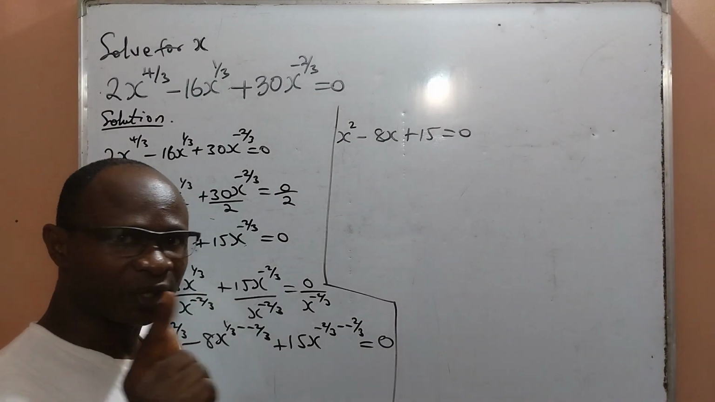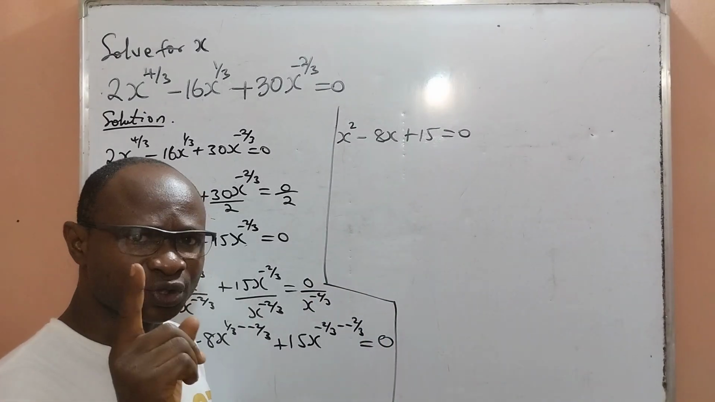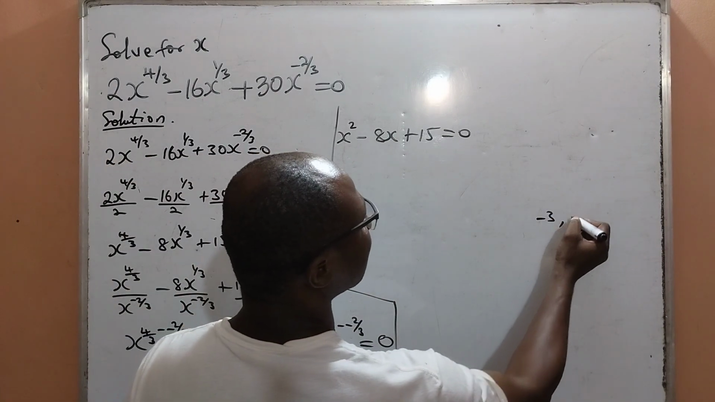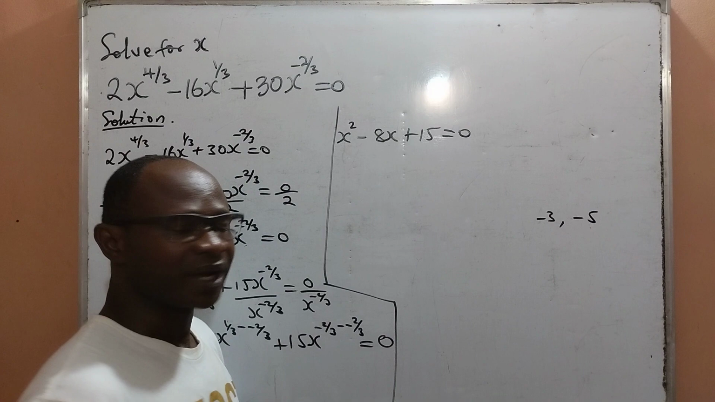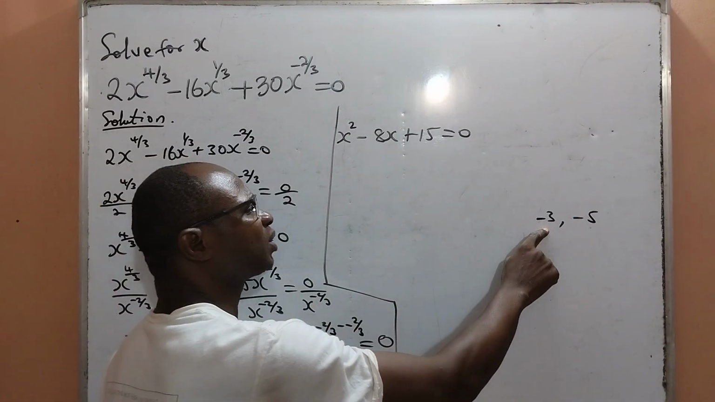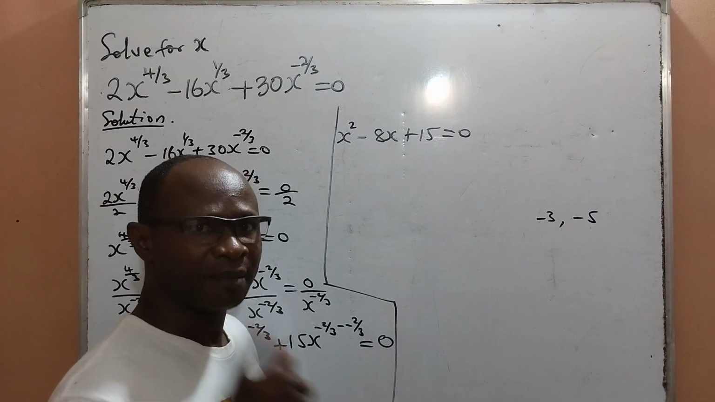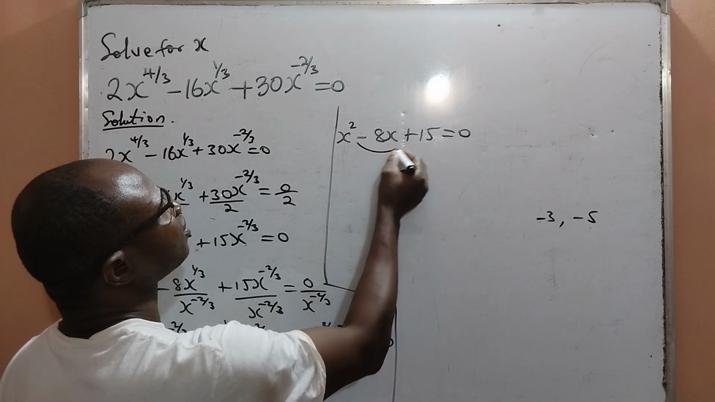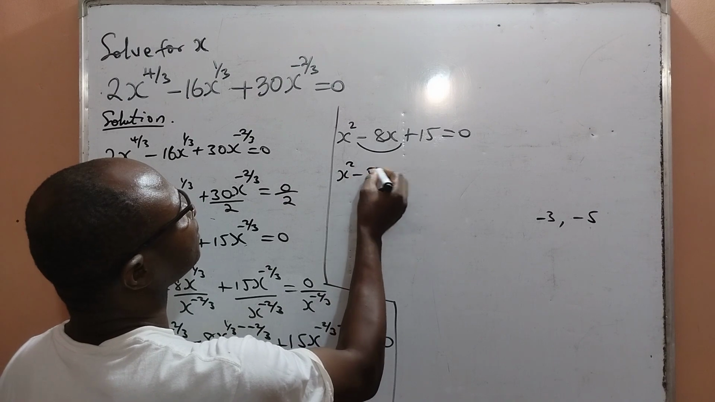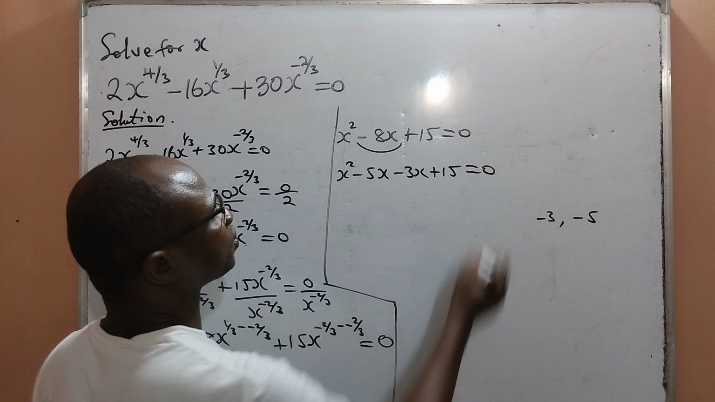Now, two numbers that I will multiply and I will get plus 15, and when I add that same two numbers, I will get minus 8. So we can think of minus 3 and minus 5. So that minus 3 times minus 5 will give me plus 15. And minus 3 plus minus 5 will give me minus 8. I will use those two numbers to replace the middle term, and that becomes x squared minus 5x minus 3x plus 15 equal to 0.